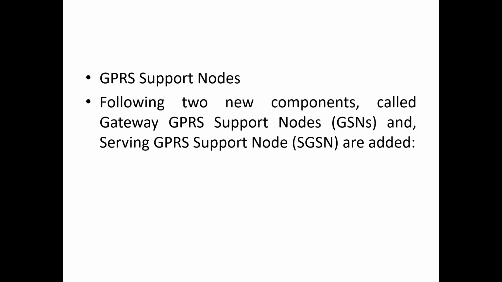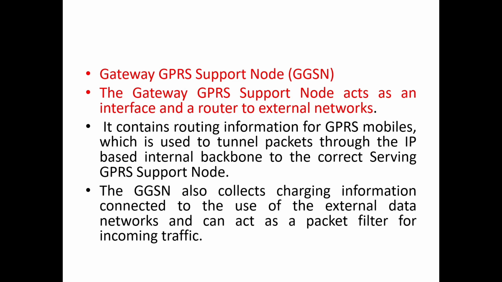GPRS support nodes. The following two components, Gateway GPRS Support Nodes, GGSN, and Serving GPRS Support Nodes, SGSN, are added. The first one is the Gateway GPRS Support Node (GGSN). The Gateway GPRS Support Node acts as an interface and a router to external networks. It contains routing information for GPRS mobiles, which is used to tunnel packets through the IP-based internal backbone to the correct serving GPRS support node. The GGSN also collects charging information connected to the use of the external data networks and can act as a packet filter for incoming traffic.